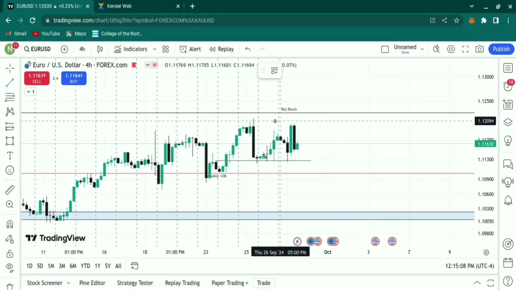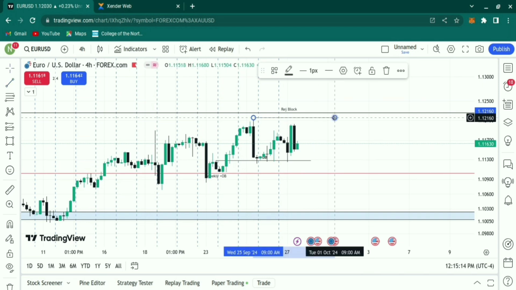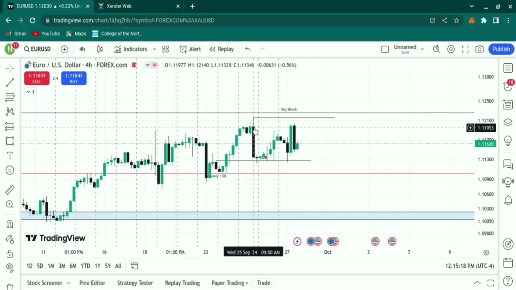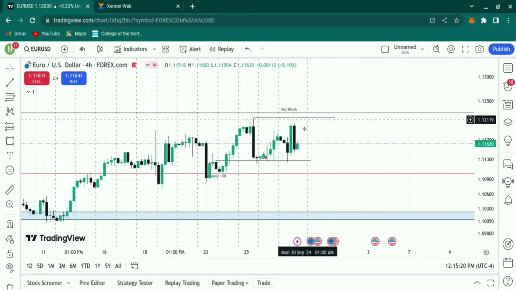So this is a buy side liquidity for the market. So I've already outlined it. This is also a buy side liquidity for the market. The market will definitely take it, probably. So that's my expectation for the market to take out this buy side liquidity and probably reach out to this rejection block for next week.